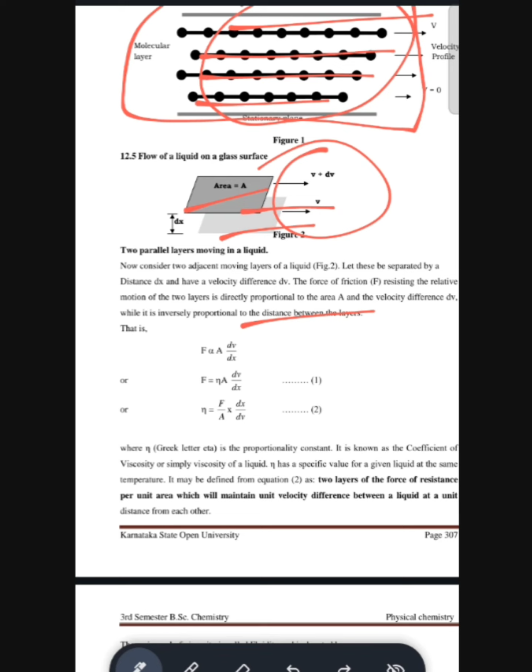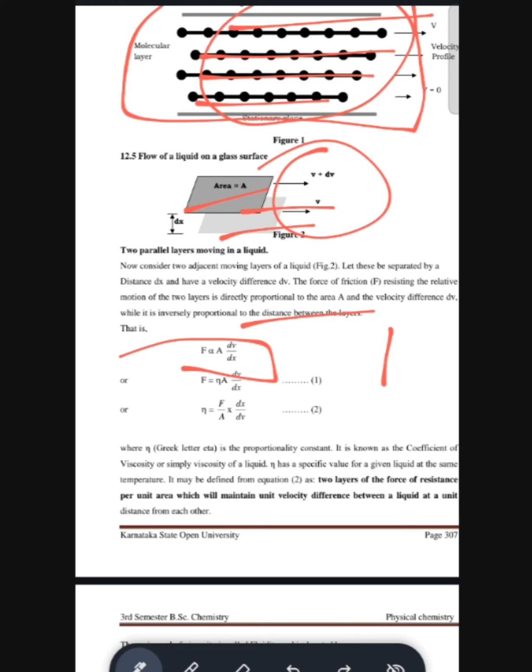So the force of friction F, restricting the relative motion of the two layers, is directly proportional to the area A and the velocity difference dv, while it is inversely proportional to the distance between the two layers. That is friction. The force of friction is proportional to the area times dv by dx.